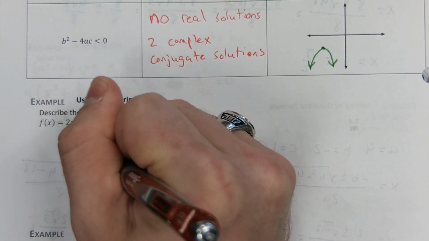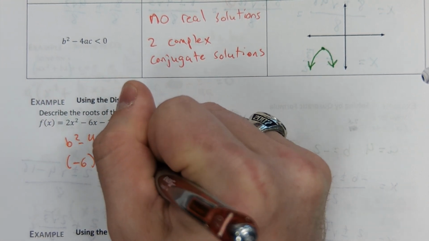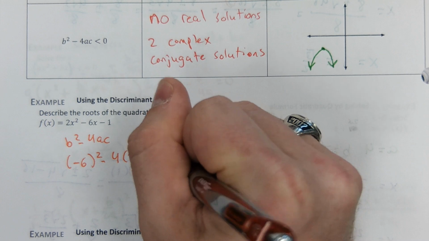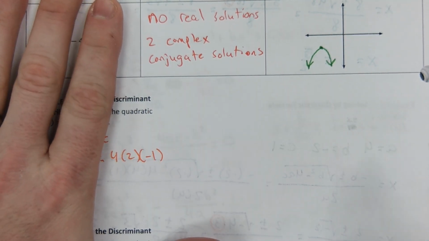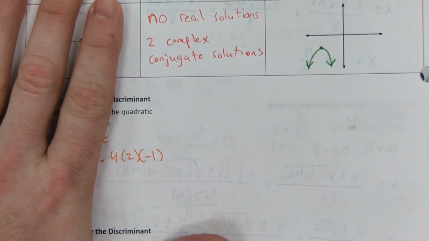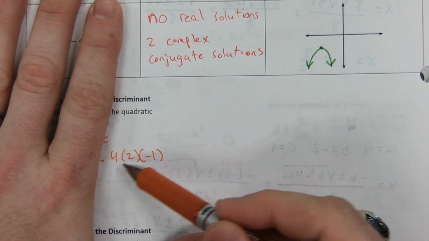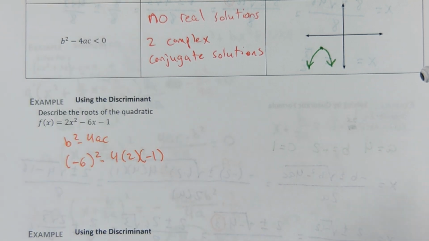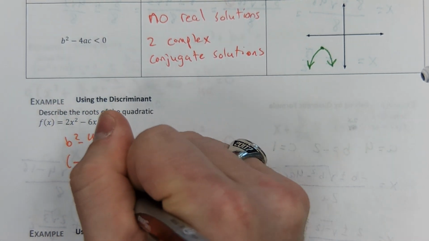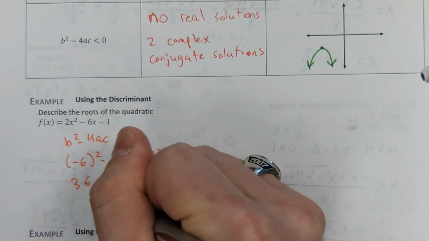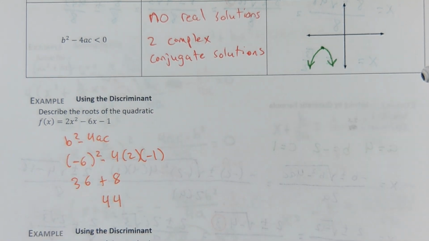B is negative 6 minus 4. A is 2. And C is negative 1. Watch out. That's negative 4 times 2 times negative 1. That's the product of two negative numbers. So it's going to be positive 8. This gives me 36 plus 8, which is 44. My discriminant is a real number.